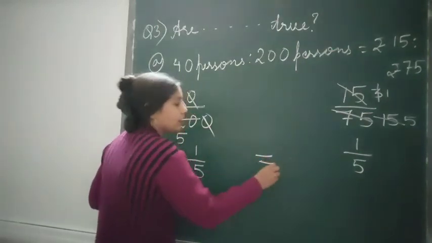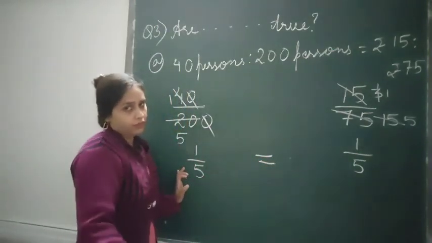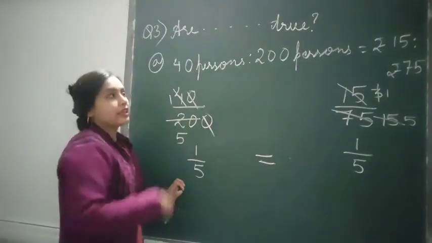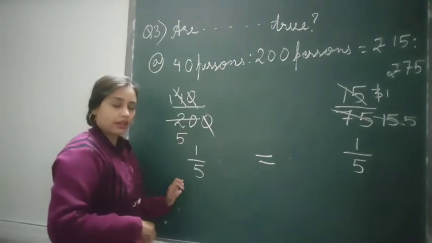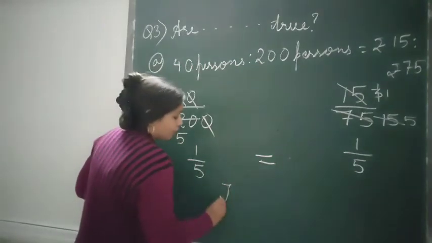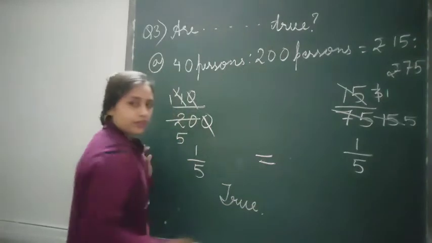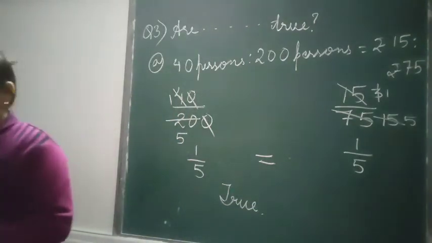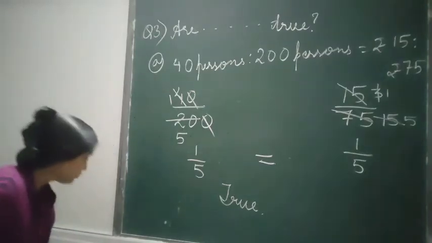So are the ratios equal, children? Yes, the ratios are equal. So is this correct? Yes, it is correct. That means they are in proportion. So what are we going to write? We will write true. So this completes the A part. Then we go to the B part.